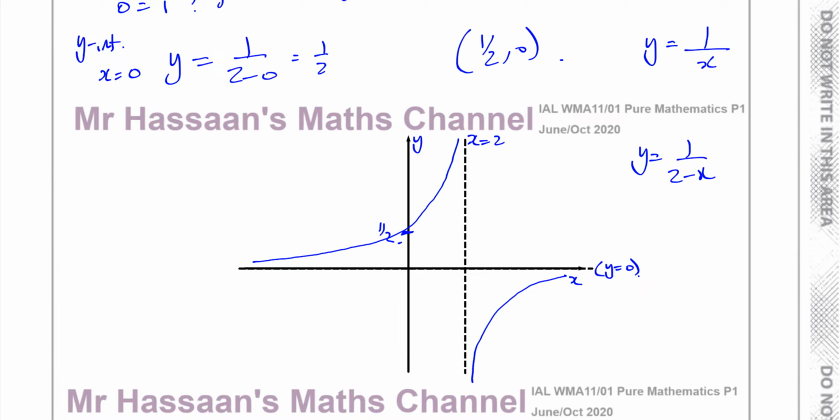Okay, it will have that type of shape. Let me just adjust it slightly so it goes through there. Okay, so there we have the graph of y equals 1 over 2 minus x. So that's how you draw this graph.